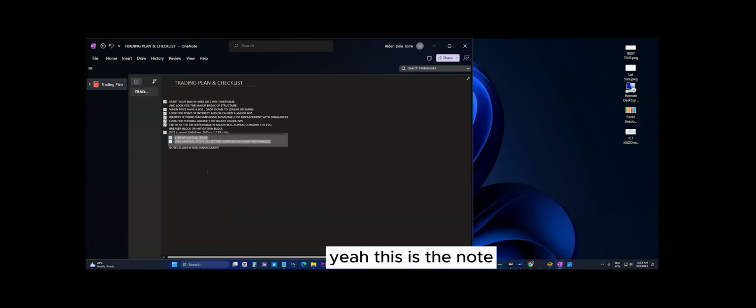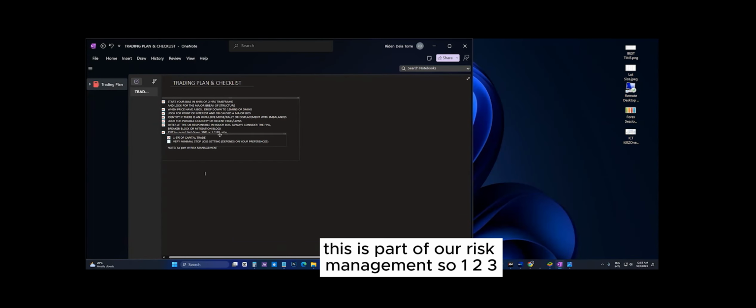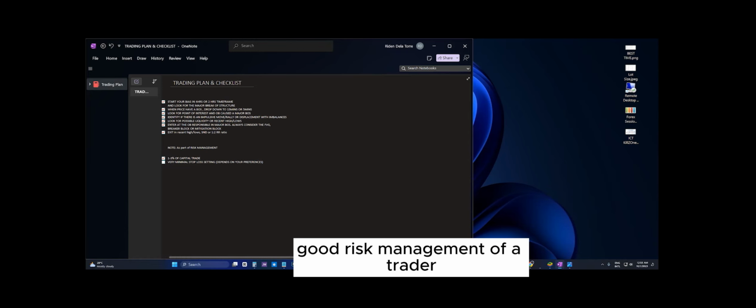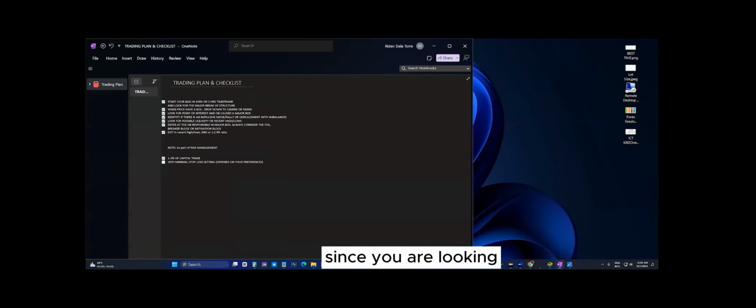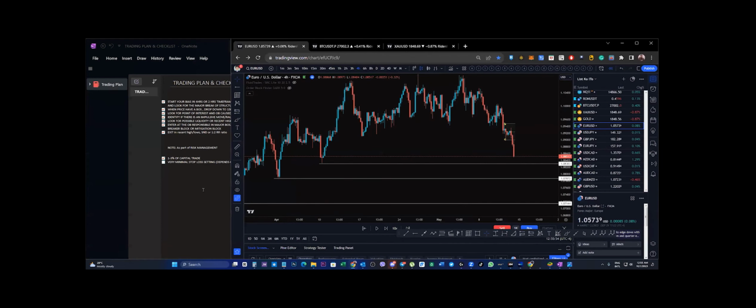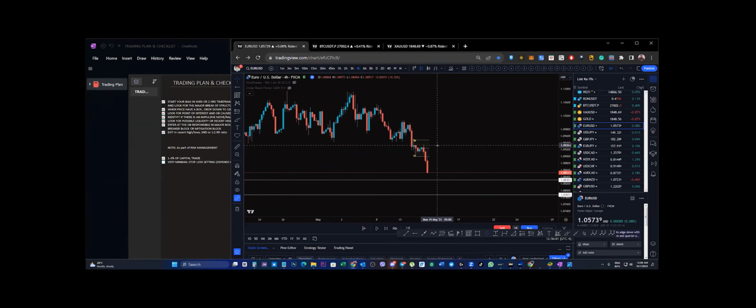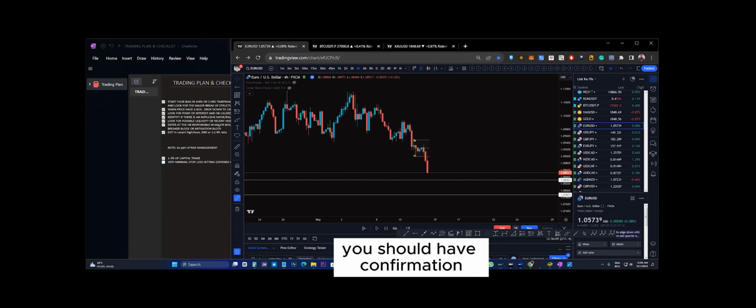Wait. This is part of our risk management. So 1% or 3% of our capital should be per trade. Okay, yan yung tamang ginagawa lang ng trader. And our minimal stop loss sa setting, since you are looking dito sa scenario na to, our stop loss should be minimal. So magdidepende ka lang doon sa area na yun. So kung nagkamali ka, hindi masakit. Okay? But the good thing is, meron kang confirmation. Just stick to the plan.